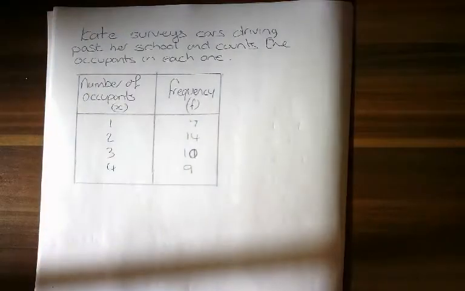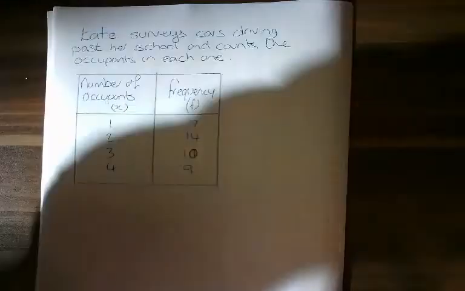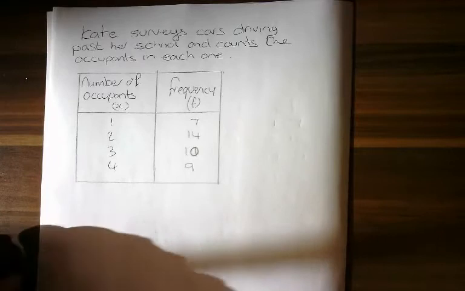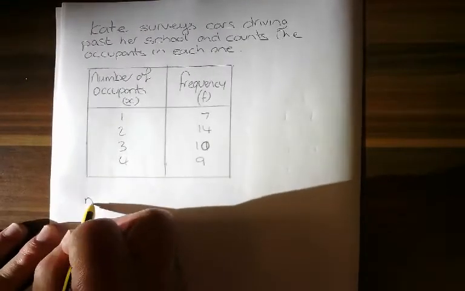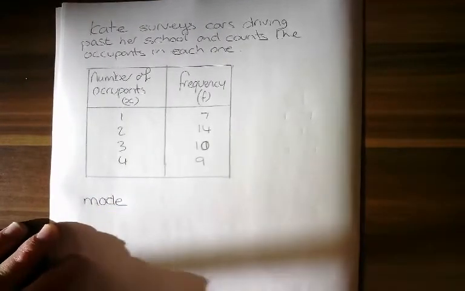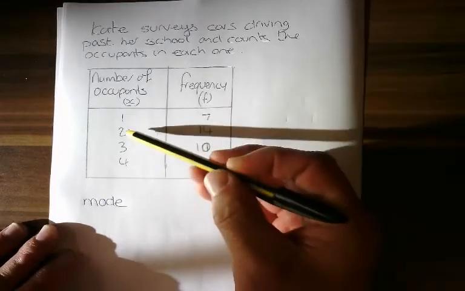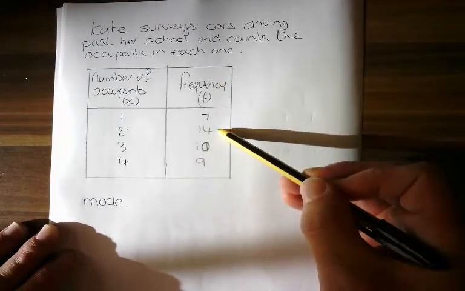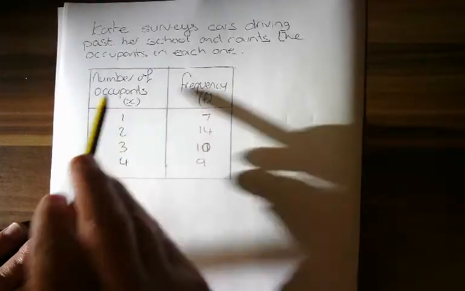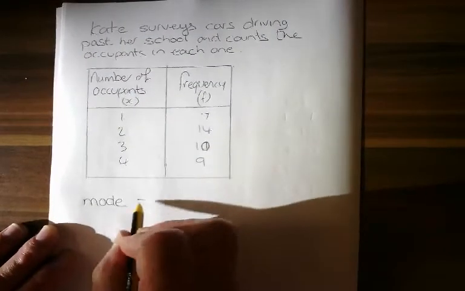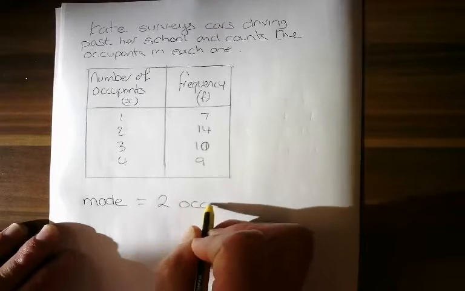Okay, so we're going to have a look at a second example now, where the median is slightly more difficult to calculate, so I'm going to show you on this one. Again, we're going to do the same thing. First of all, we start off with our mode. Remember, to calculate the mode, we look down the frequency column, look for the highest number, and what does that represent? The highest frequency is 14, that represents 2 occupants in the car. Mode is 2 occupants.